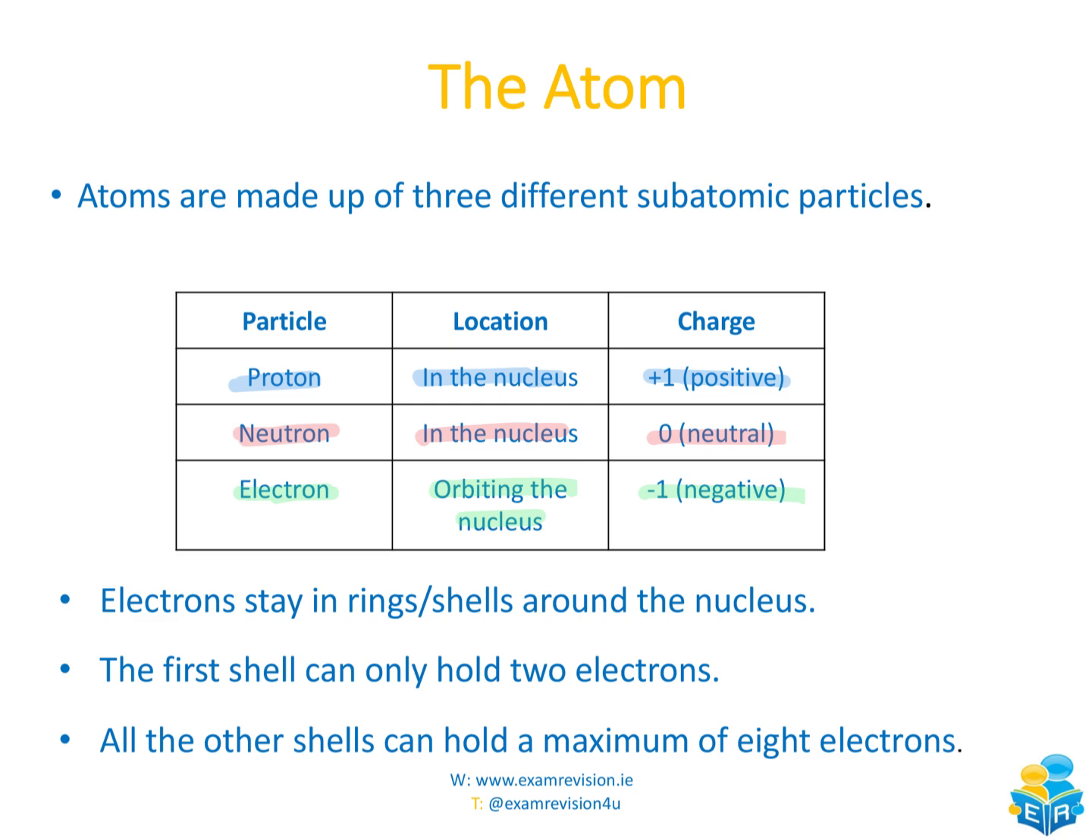So electrons are going to stay in the rings or shells around the nucleus. The first shell, remember, can only hold 2. Every shell after that can hold 8. You cannot move on to the next one until the previous one is full. So 2 in the first one, 8 on every subsequent one after that.